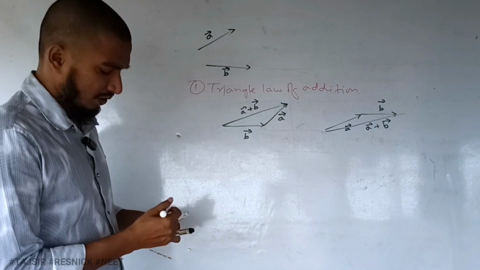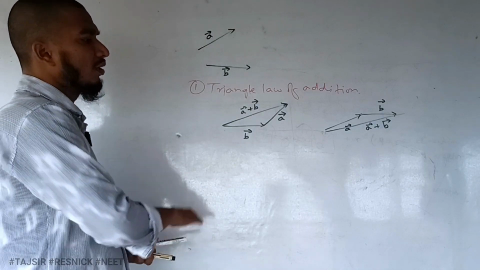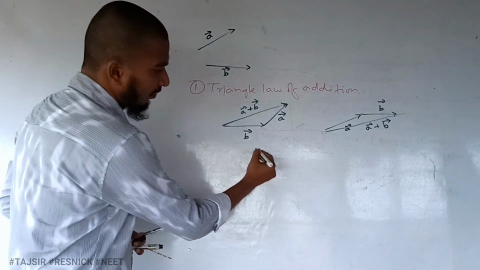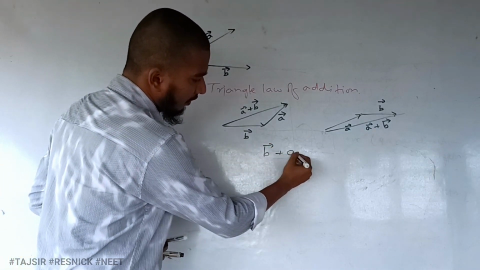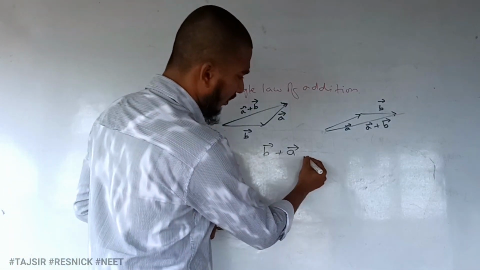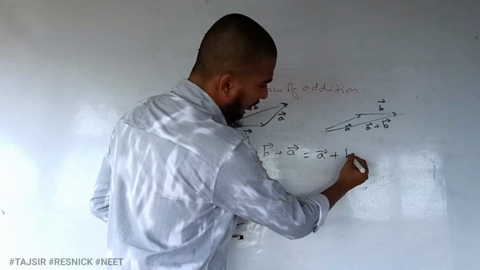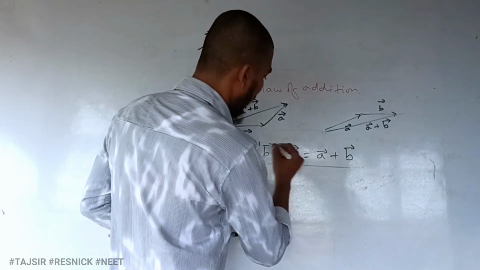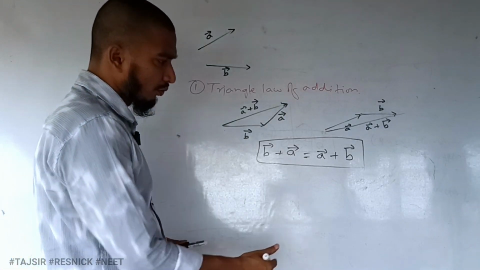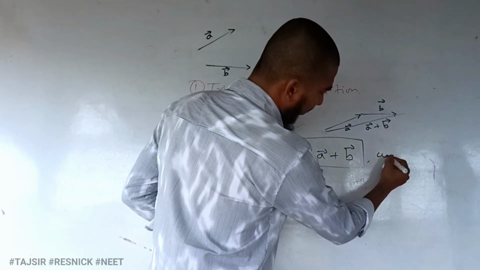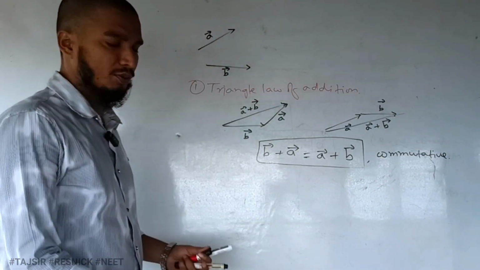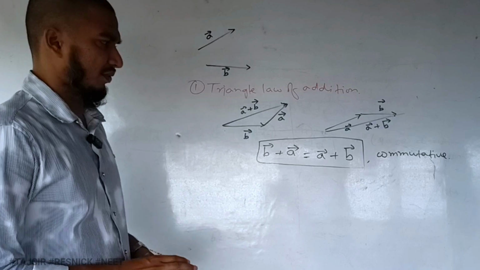Another thing, you can see that the order of addition does not matter. We can take B first, then add A to it, or we can reverse the order. We can take A first and add B to it. This will not change the result, and we say vector addition is commutative. This is one method.